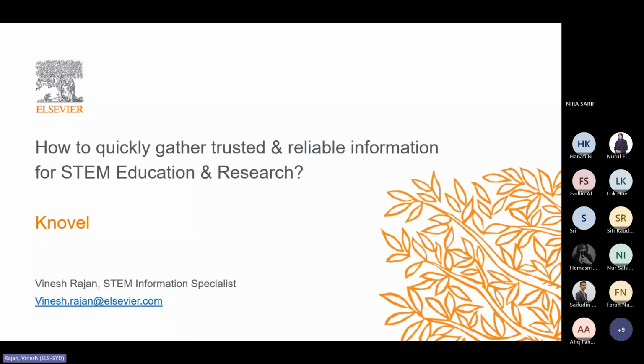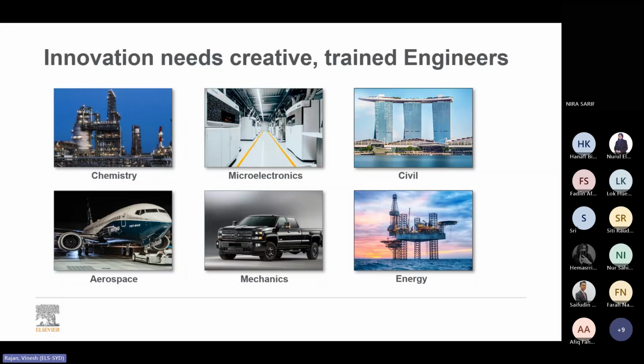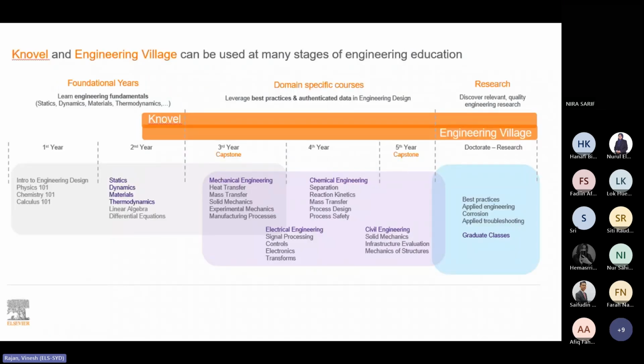Now, this is a quick slide that talks about the need for creative and trained engineers to drive innovation. Innovation is interdisciplinary. Nothing happens within a single discipline. So somebody who's studying mechanics, of course, needs to know the nuances of civil, chemical, and microelectronics to come up with some innovative idea or option. And that is going to grow as we progress in our scope of innovation. So interdisciplinary, multidisciplinary content is the way forward for students and for researchers.